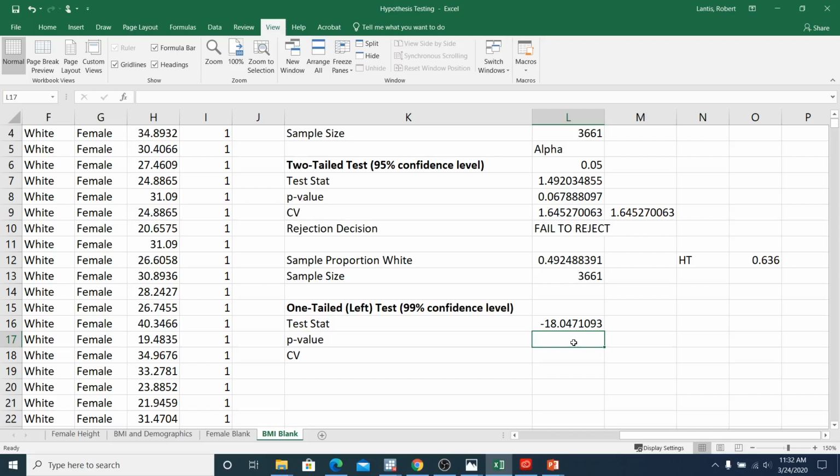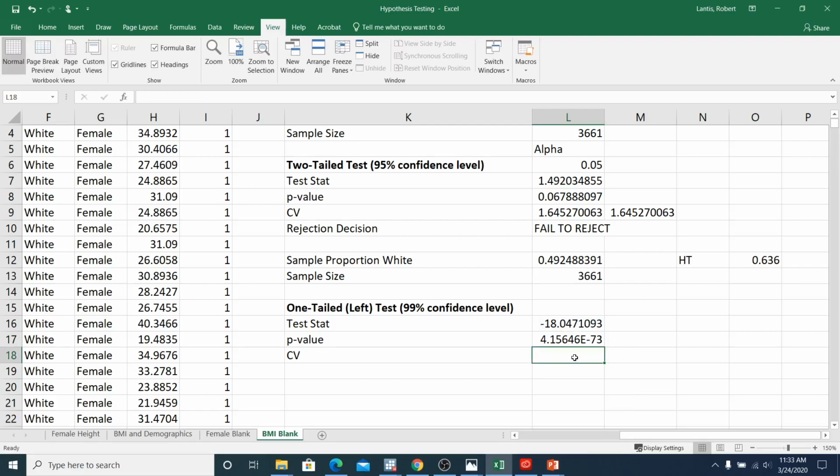So once again, we're dealing with proportions now, so whenever we see proportions, we can always use the standard normal distribution or the z-tables. So NORM.S, I've got my test statistic. I want to find the area to the left, so .DIST, tell it my test statistic, comma 1 gives me the area to the left. Okay. So this will give me my p-value.